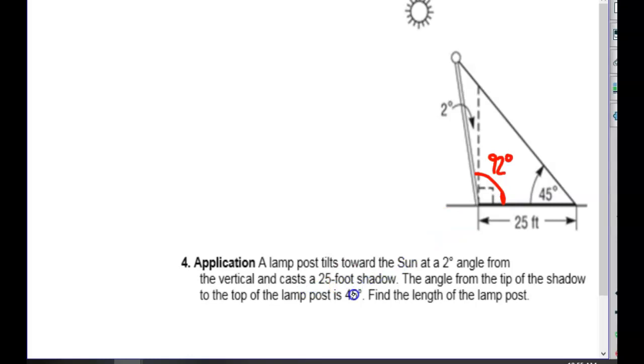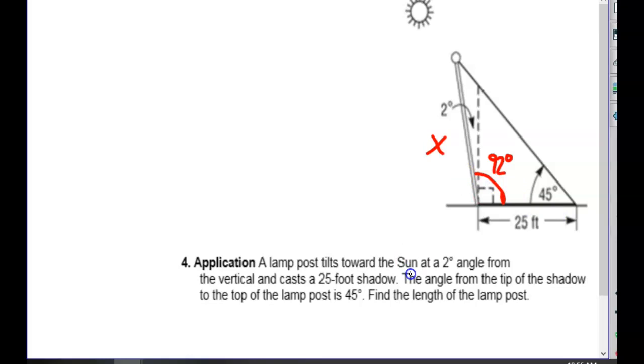It casts a shadow. Okay, guys. If I send you out to measure a shadow, I hope you're gonna put the tape measure on the ground, right? To measure the shadow, I got people putting shadows in weird places. Shadows on the ground, 25 foot. The angle from the tip of the shadow to the top of the lamppost is 45. Find the length of the lamppost.